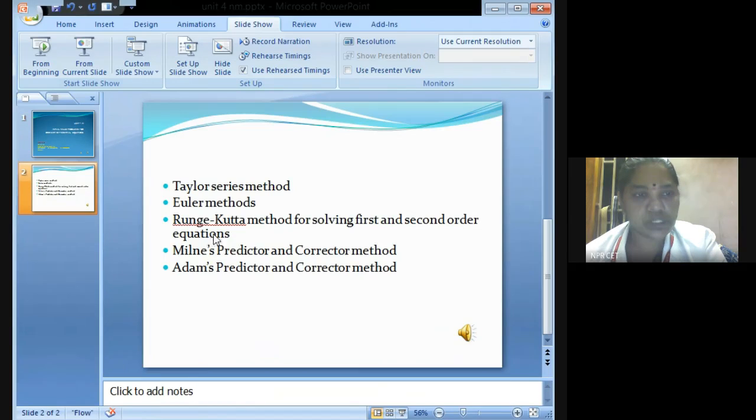So in this chapter, we are having five topics: Taylor series method, Euler's method, RK method, Milne's predictor corrector and Adam's predictor corrector. We have already seen the applications of these methods, okay? So today we just see each method. First we start with Euler's method.